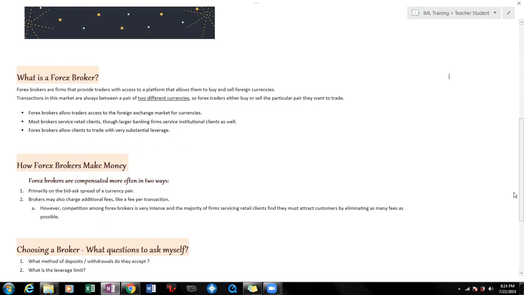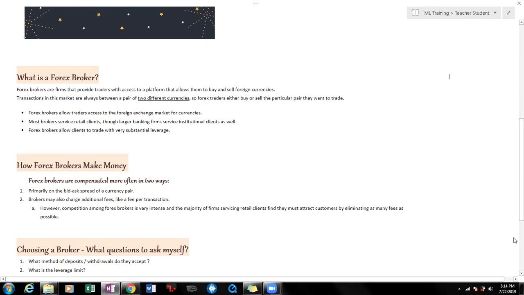So, if we use the brokers to make money, people always have the question of how do they make money? Well, they are compensated in two major ways. Primarily it's on the ask bid spread of a currency pair. That spread between the buy and the sell price is how they get paid. Which is why, when not many people are in the market, that spread is big, because they're not making enough from the volume of people. And when there's a lot of people in the market, that spread shrinks, because now they have more people, and the lower their spread, the more people that want to buy will buy.